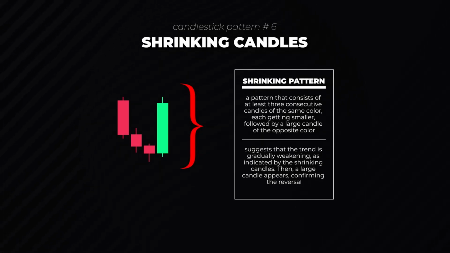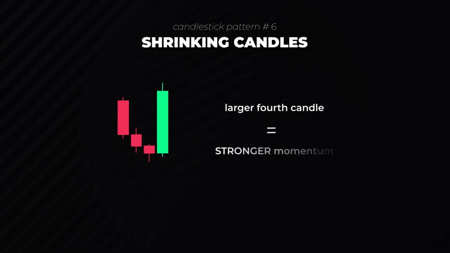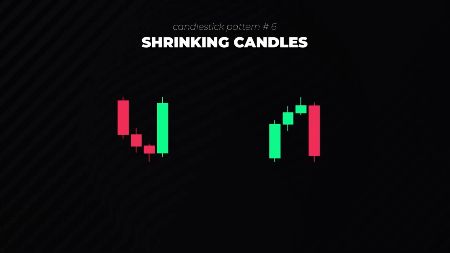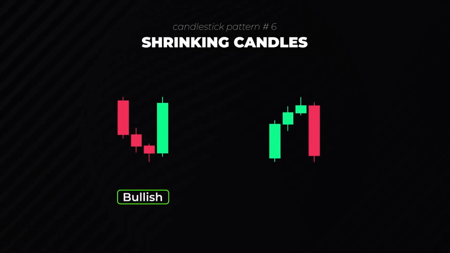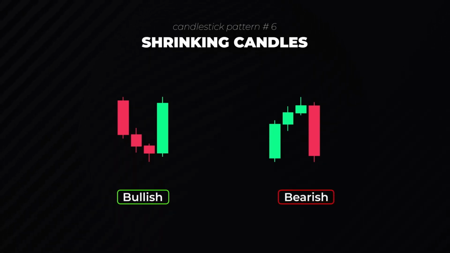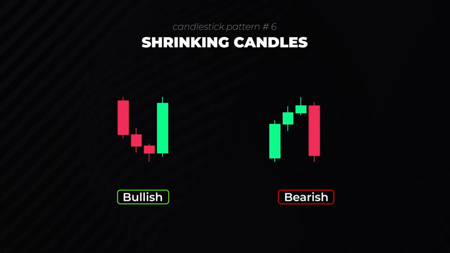The size of the fourth candle affects the likelihood of a successful reversal. Larger candles show stronger momentum, increasing the probability of a reversal. I recommend looking for a pattern where the fourth candle closes above the second candle. There are 2 types of shrinking candles: a bullish shrinking candle pattern, where the 3 shrinking candles are red and the fourth candle is green, and a bearish shrinking candle pattern, where the 3 shrinking candles are green and the fourth candle is red. Whenever you see this type of pattern on a chart, it signals a possible reversal of the current trend.